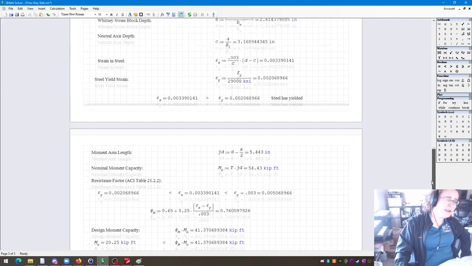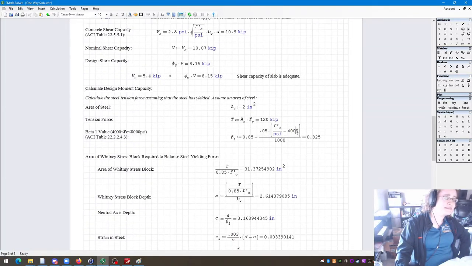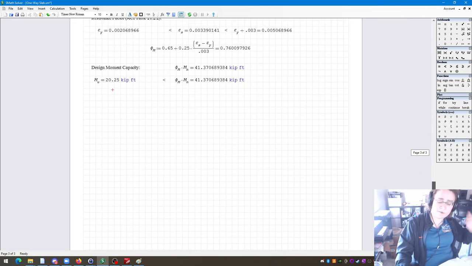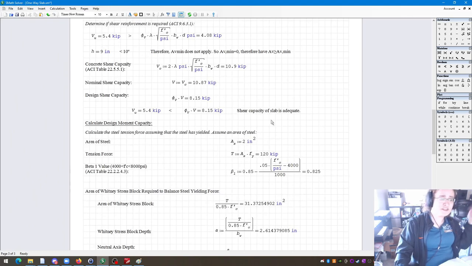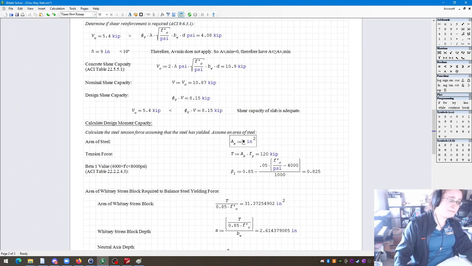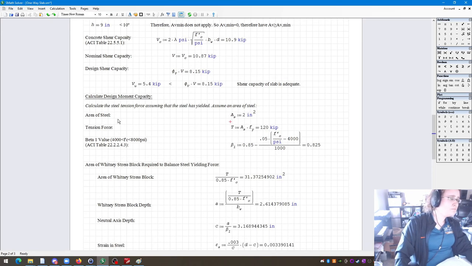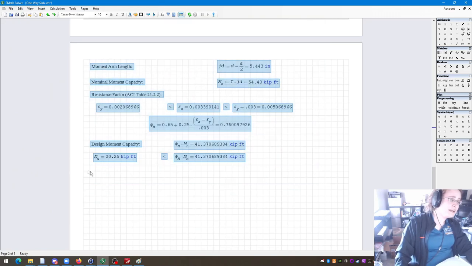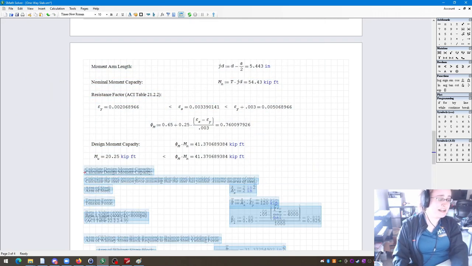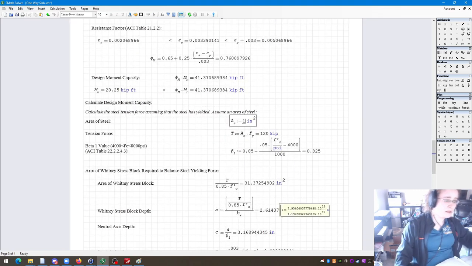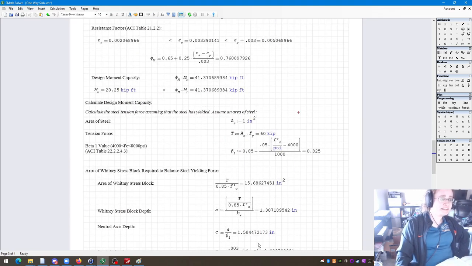So if we go back up here, I have approximately twice the amount of moment capacity that I need. So what if I just naively guess, what if I just cut the area of steel in half? So I'm just going to iterate on this. I just copied this entire section, so I'd still have the original. So what happens if I say area of steel is 1 inch?